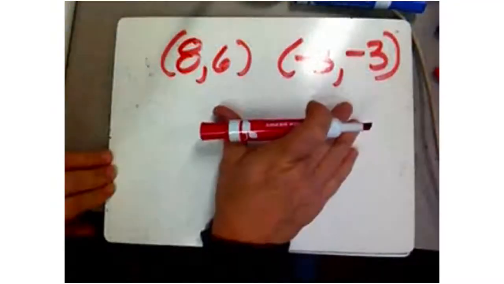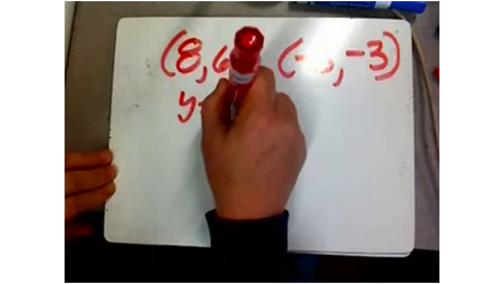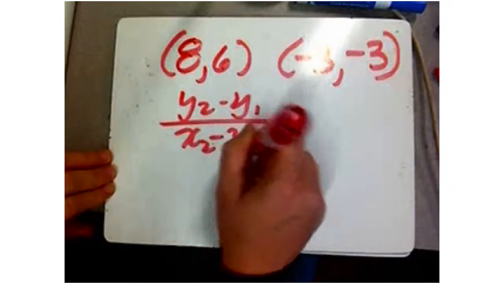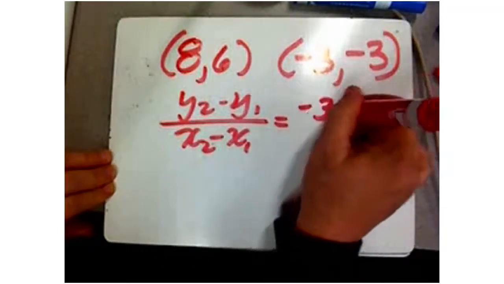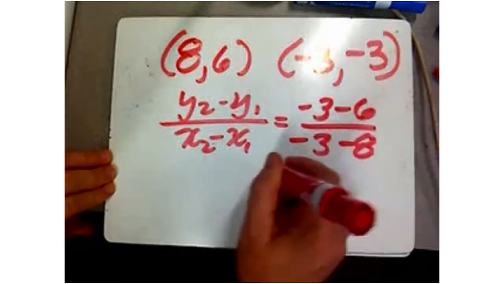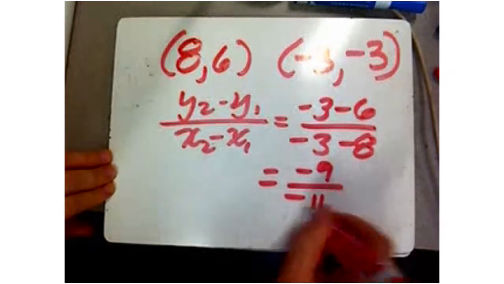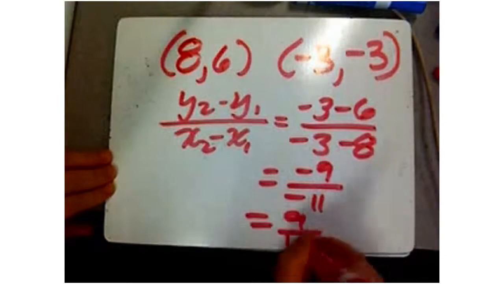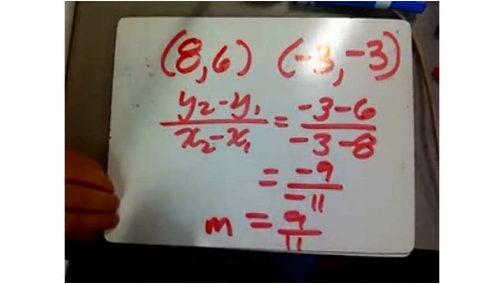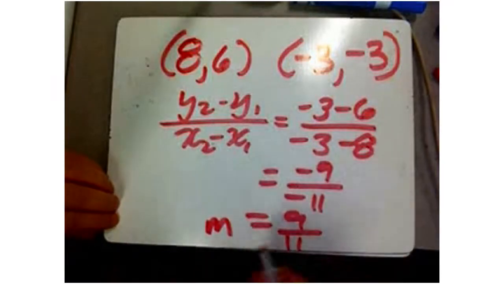So the first thing we need to do is find our slope, which is y sub 2 minus y sub 1 all over x sub 2 minus x sub 1. So we have negative 3 minus 6 all over negative 3 minus 8. So we end up with negative 9 over negative 11, or 9 over 11. So that's our slope, 9 over 11, right? Negative 3 minus 6 is negative 9. Negative 3 minus 8 is negative 11. So our slope is 9 over 11.